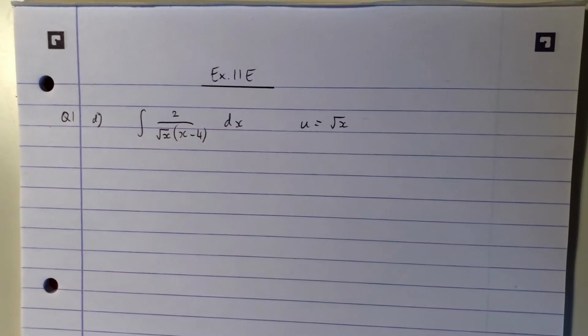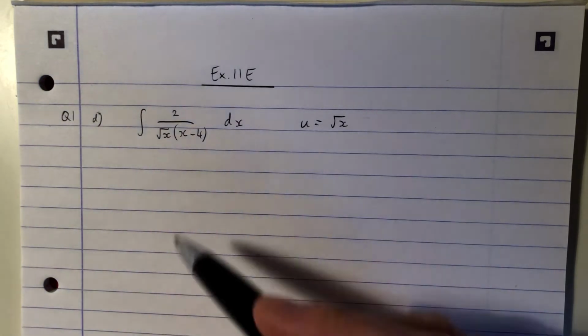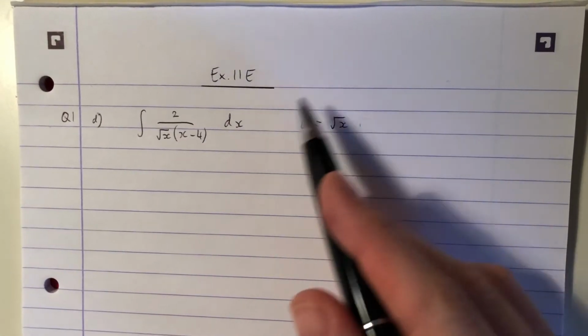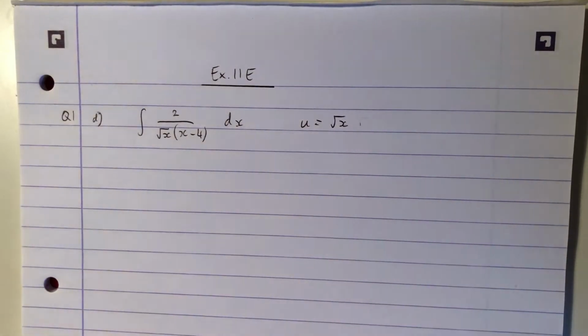Okay, just going to go through a few requests from exercise 11E, question 1 part D, which asks you to integrate 2 over root x brackets x minus 4 with respect to x. And you need to do this using integration by substitution. So integration by substitution requires you to replace all of the x's with u's. In this case, using the substitution u is equal to root x.